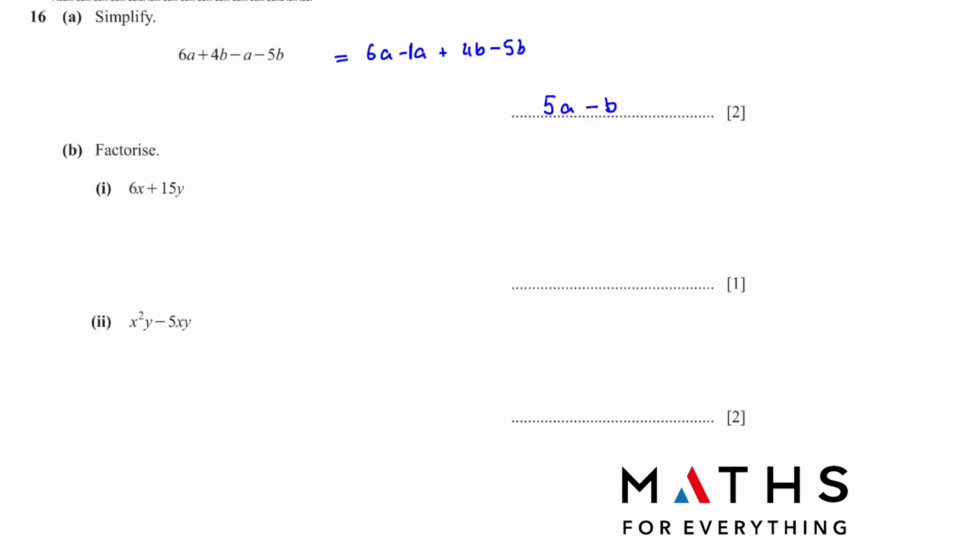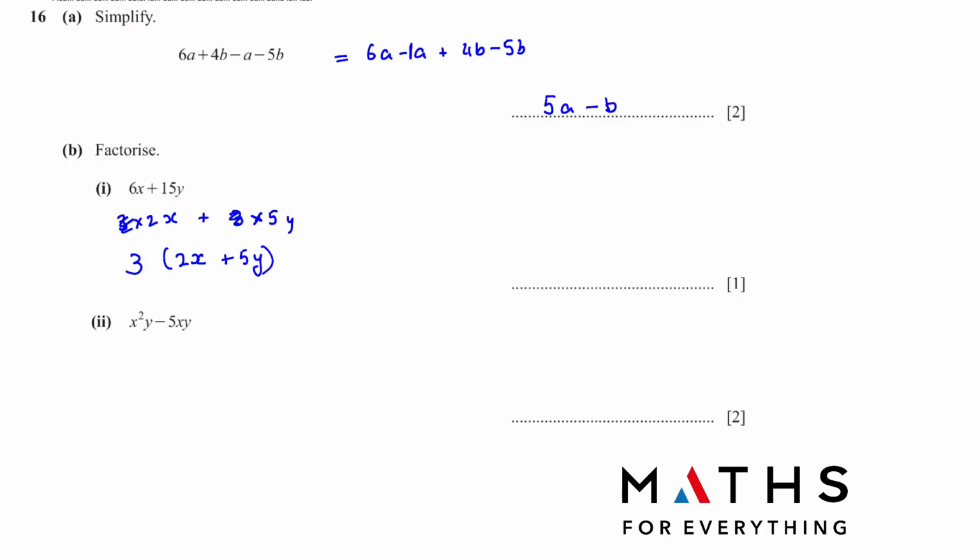For part B1, we need to factorize 6x plus 15y. What is common between 6 and 15? 3. 3 times 2 will give us 6, and 3 times 5 is 15. So 3 is the common term that we have. Factorize it out. Whatever is remaining, leave it inside the bracket.